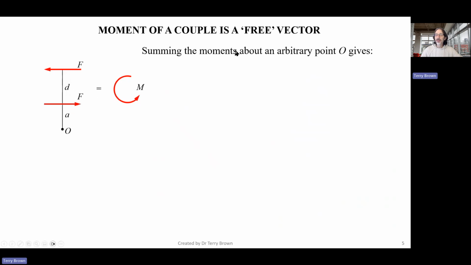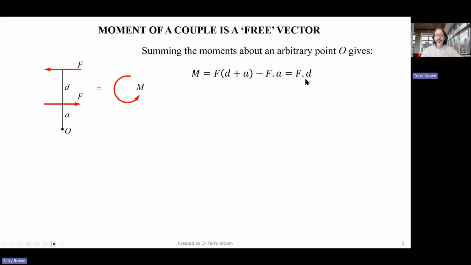So if we now take moments about an arbitrary point, so we've looked at calculating moments using the scalar method before, we can choose any arbitrary point that we like on this plane and take moments about that point. Right, so if we do that, we have this one up here. The moment effect of this force about point O is the force times D plus A, going anti-clockwise, and the moment effect of this force about point O is F times A. So if we do the maths, we end up with F times D, right?